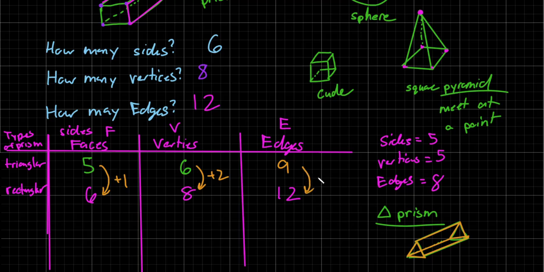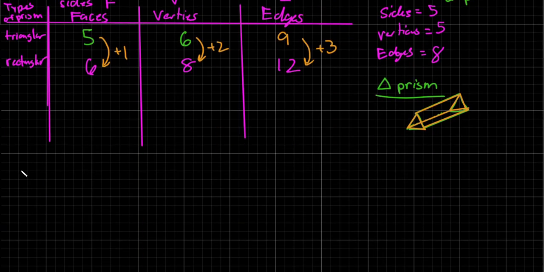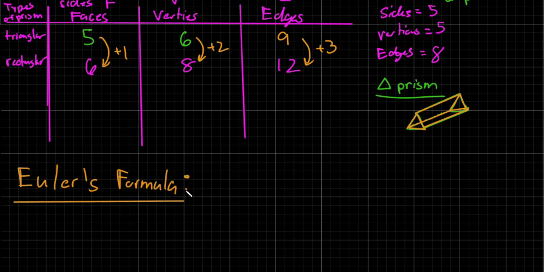Next one? 3. Yep. For each additional face on a prism, we gain 2 more vertices and 2 more edges. So every additional face we get 2 more vertices and 2 more edges. That is called Euler's formula. You guys remember hearing of Euler's? Okay, it depends on where you're from. You can say it either way.